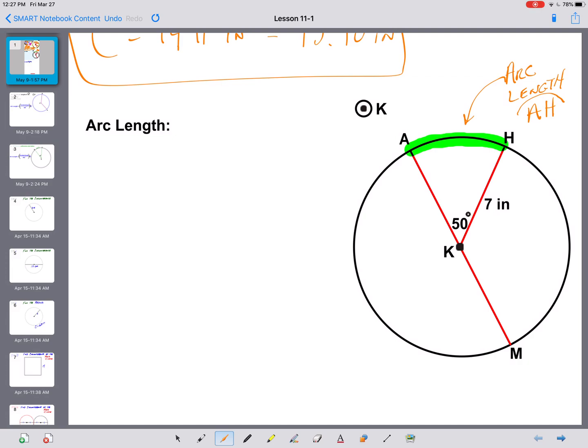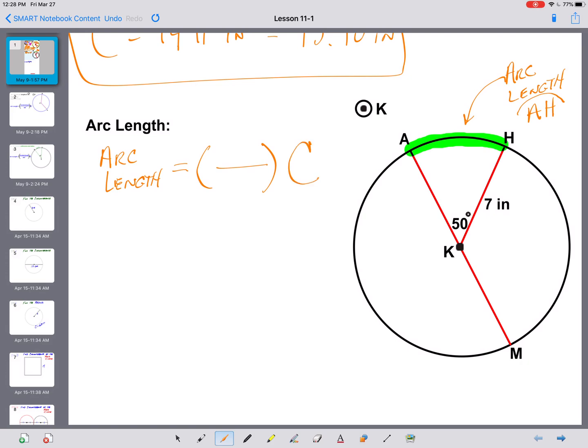Now, first of all, look at that. It is part of the whole circle. Yeah, it's part of the circumference. It's part of the whole circumference. Would you say it's a fraction of the whole circumference? Yeah, I think I would. Here we go. The arc length is a fraction of the whole circumference.